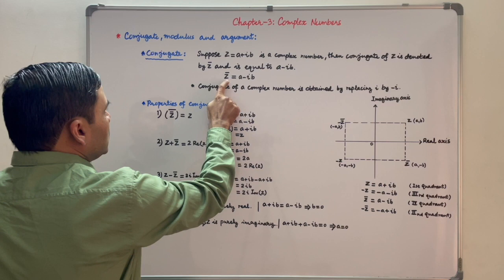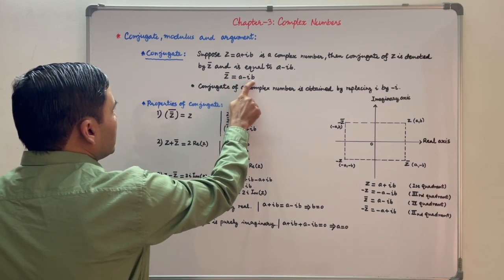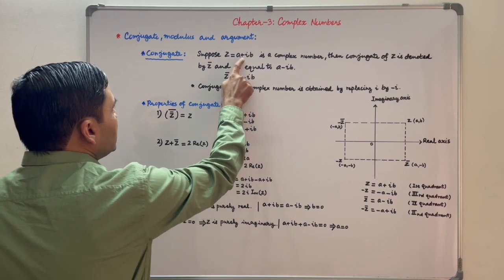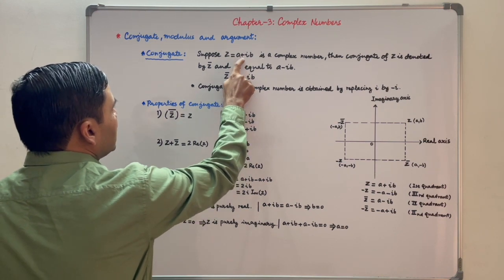So Z bar is equal to A minus iB. To get the conjugate of any complex number, we just need to change the sign in between real and imaginary parts. If it is plus, make it minus. If it is minus, make it plus.